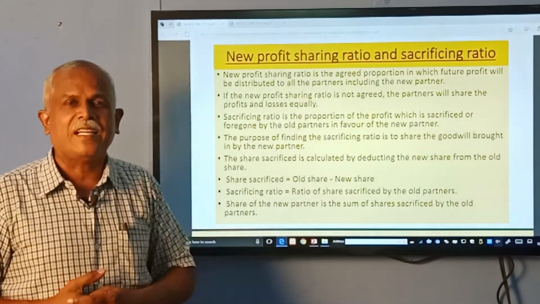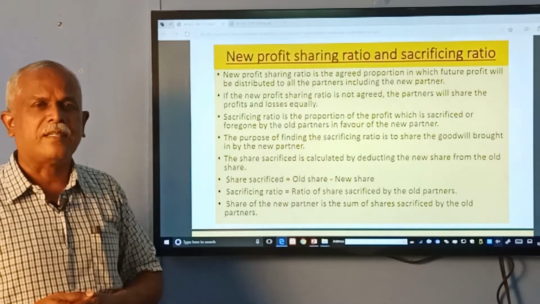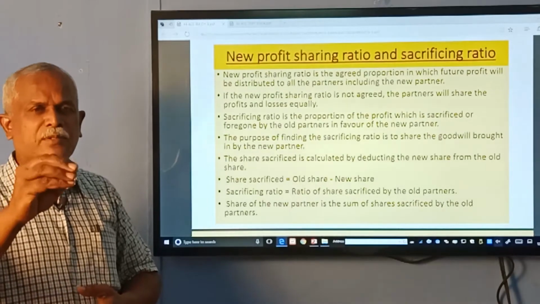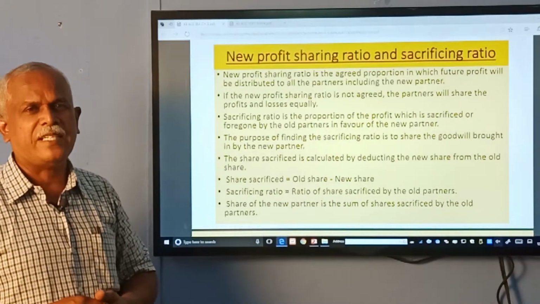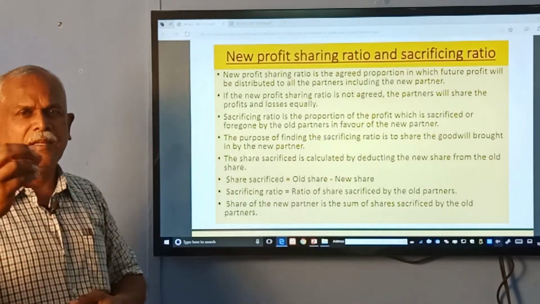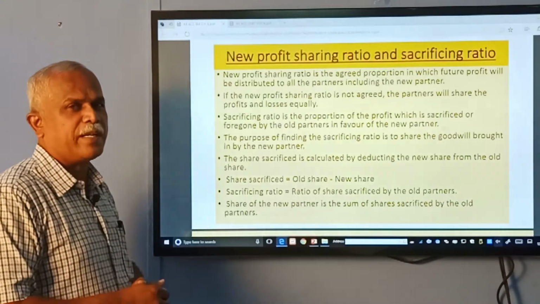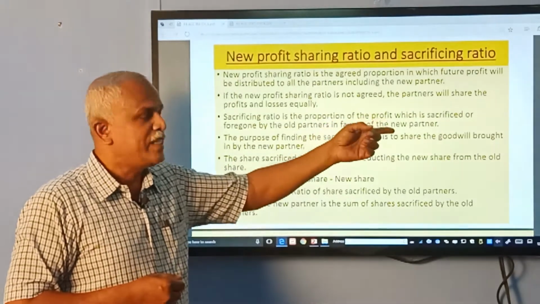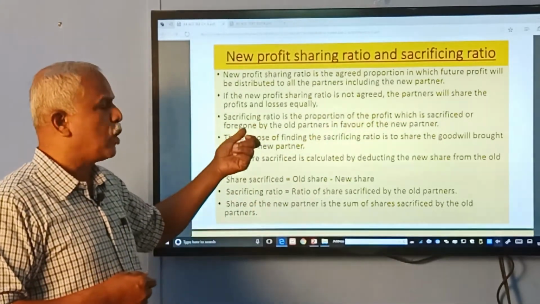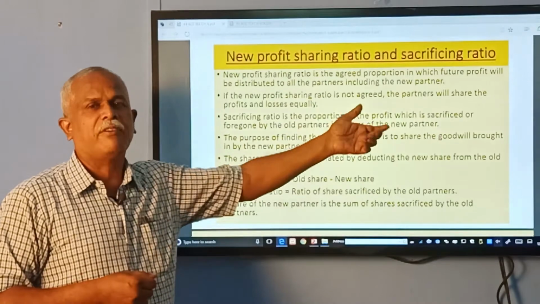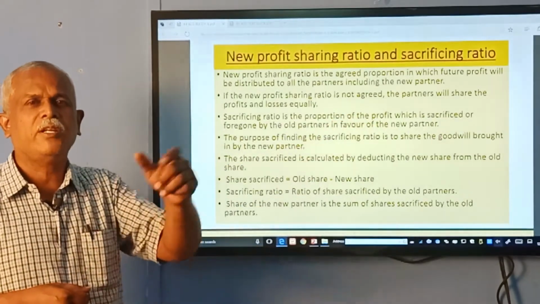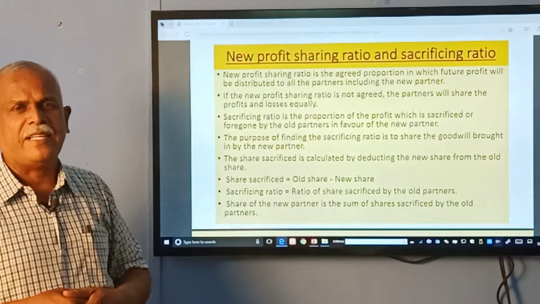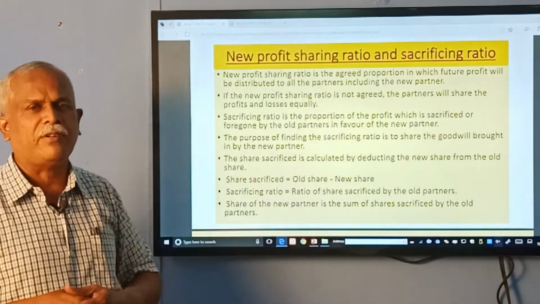Then what is the sacrificing ratio? Who sacrifices? The old partners sacrifice. Not all, sometimes some of them sacrifice a part of their earning in favor of the new partner. Sacrificing ratio is the proportion of profit which is sacrificed or forgone by the old partners in favor of the new partner. So, the ratio in which the existing partners sacrifice their part of profit in favor of the new partner.